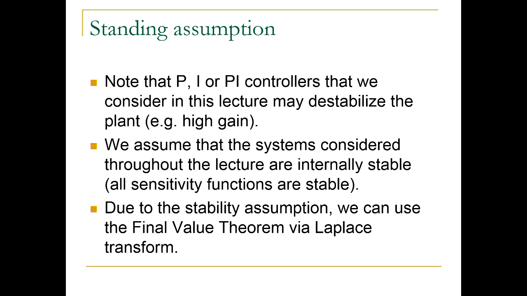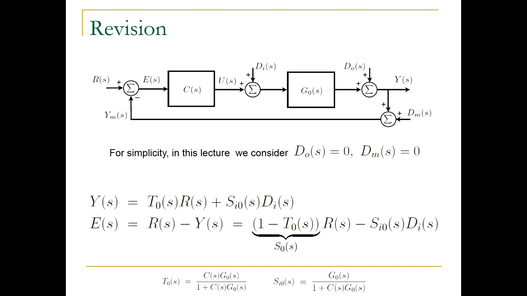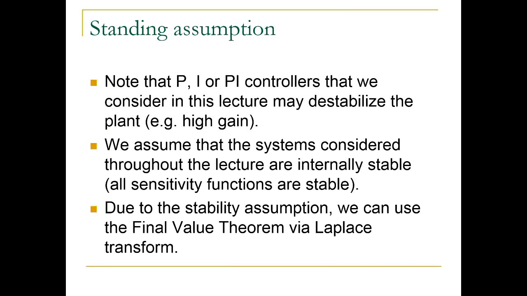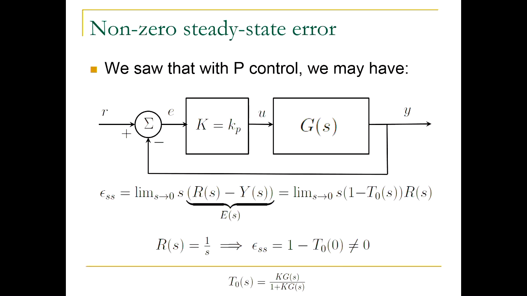Because of the stability assumption, we can use the final value theorem via Laplace transform when we are calculating steady state errors. All right, so this is a standing assumption. By the way, if you have an example at hand, it may have the same structure. If you don't check that the system is internally stable, you can't use any of these results. Sometimes students overlook this slide, they just go straight for the formulas. But you can't use formulas if you don't check that the system is stable. So please be careful about that. All right, so what we want to look at now is some examples.